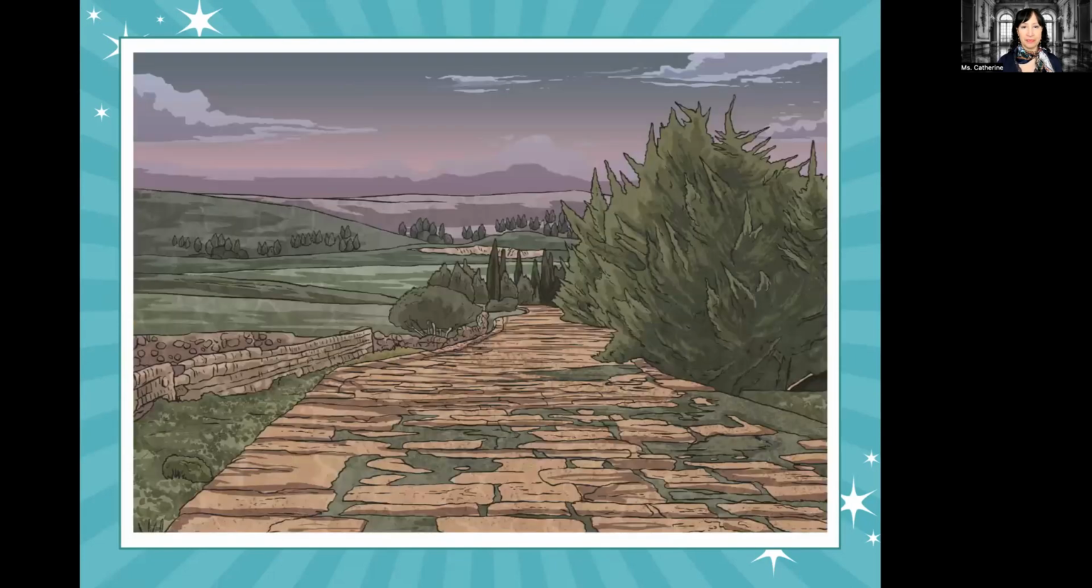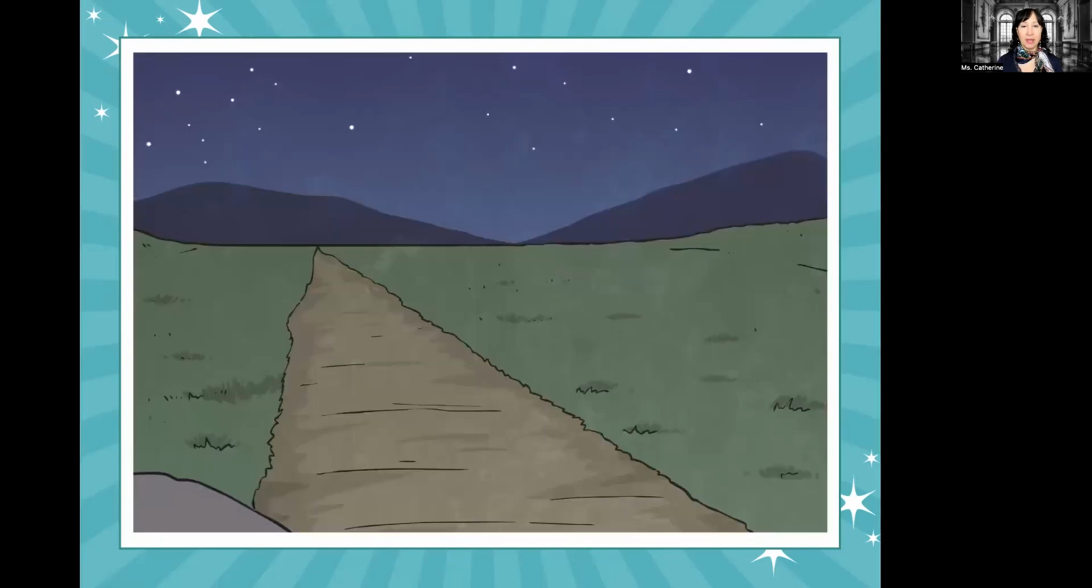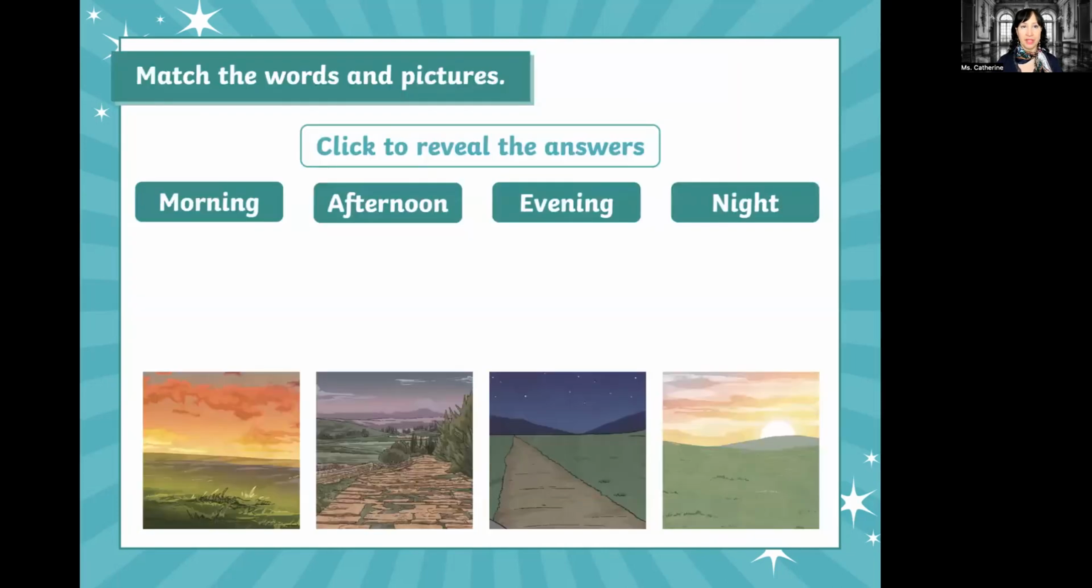Good job. What about this one? What time of the day is this? Evening. Good evening. What time of the day is this? Night. When we go to sleep and we want to wish someone good night. Good night. Good job. Now let's match the words and pictures.